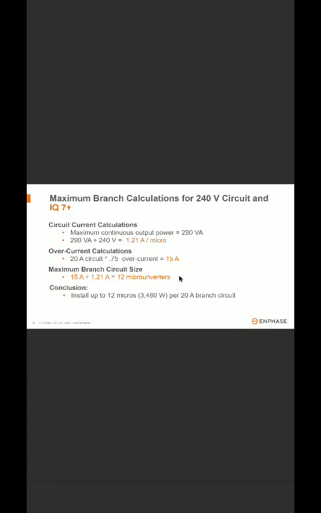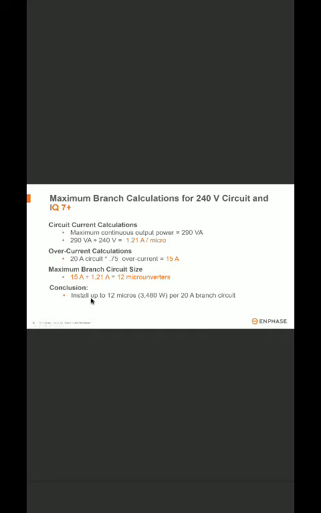You can have different things and then you can connect, but this is the capacity of just one branch circuit. So we can have 12 microinverters. Okay, so this is the output from probably one branch circuit.